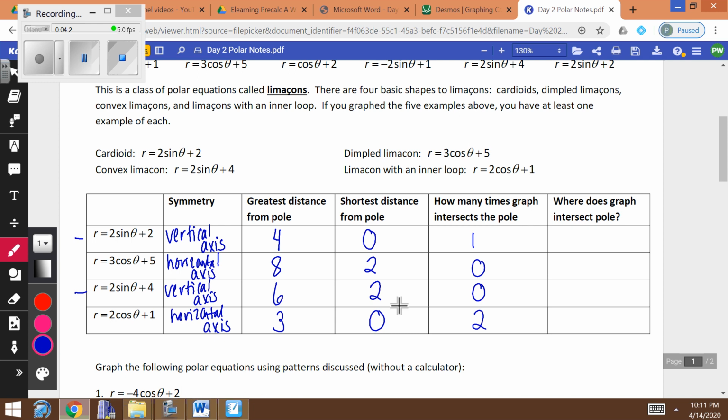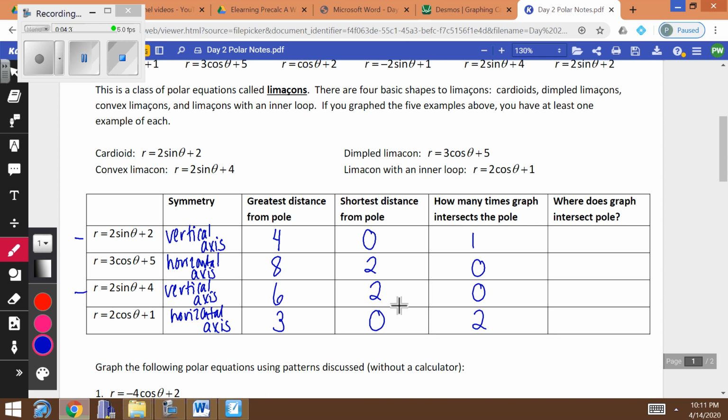Again, we talked about it earlier this week. What's the greatest value for the sine? We know the biggest value for the sine is 1. So 2 times 1 would give us 2, plus 2 would give us 4.